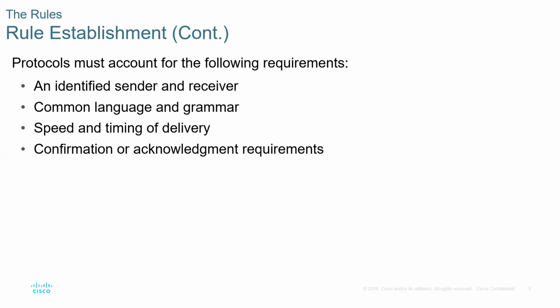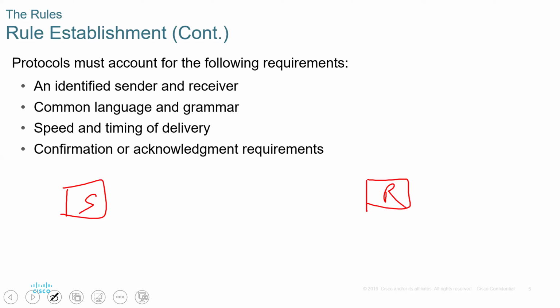So protocols must account for the following requirements. 1, an identified sender and a receiver. So I must have, let's say, a sender, and then I must have maybe a receiver. Then I will have maybe a medium, which I'm going to use to communicate. So number 1, you must have a sender and a receiver. Number 2, you must have a common language or a grammar.